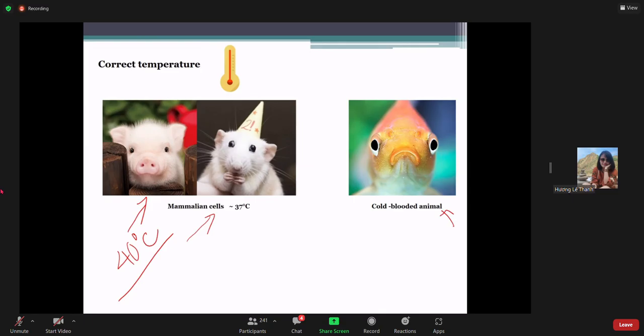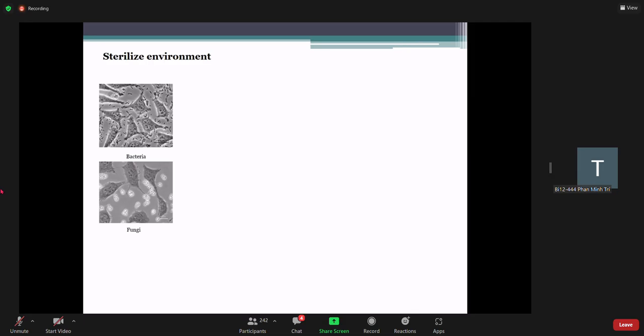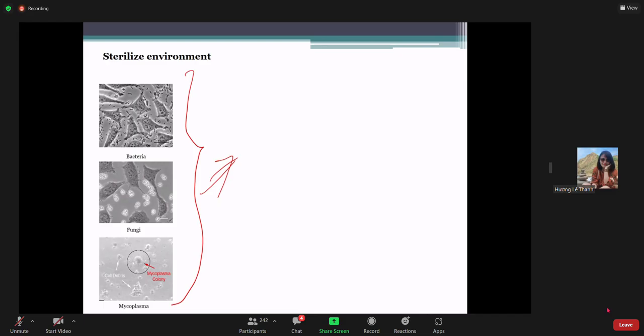And the most important thing when we want to culture the cells is to maintain a non-contaminated condition. This means a sterilized environment. The culture could be affected by bacteria, which are a serious problem, or affected by fungi, and also some kinds of mycoplasma. To avoid these kinds of contamination, we have a box like this.